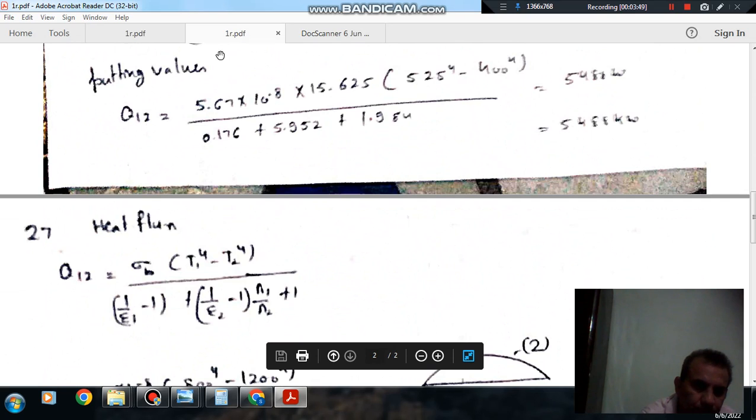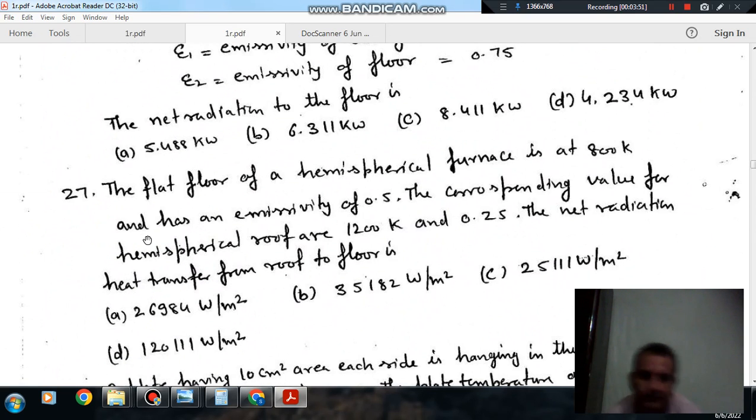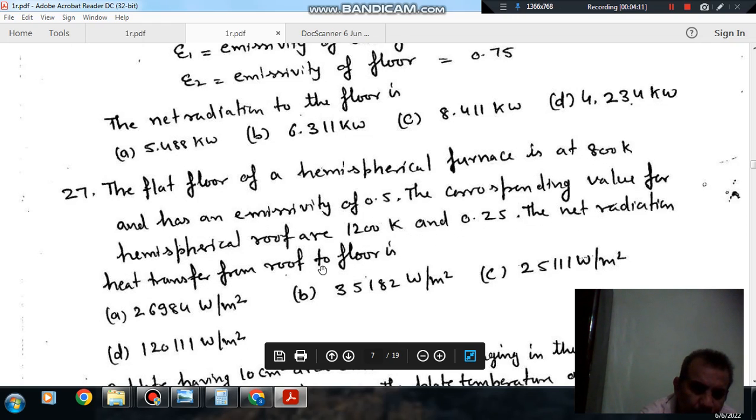Now the next question is 27. The answer to this question is A. The flat floor of a hemispherical furnace is at 800 Kelvin and has an emissivity of 0.5. The corresponding values for the hemispherical roof are 1200 Kelvin and 0.25. The net radiation heat transfer from roof to floor is: option A 2984 watt per meter square, option B 35812 watt per meter square, option C 2511 watt per meter square, option D 12011 watt per meter square.